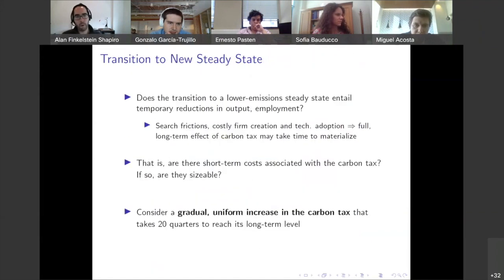So from that perspective, in order to determine whether you have short-term costs associated with a carbon tax, we consider a gradual uniform increase in the carbon tax that takes roughly 20 quarters to reach its long-run level.